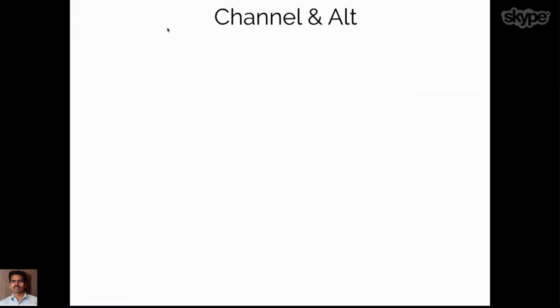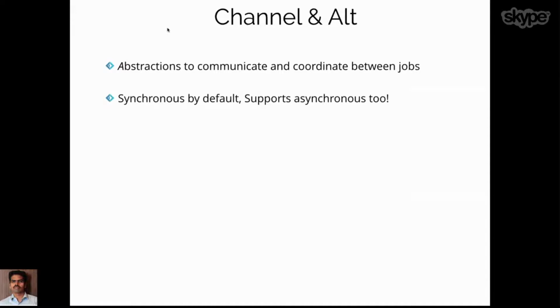All right, so that particular abstraction is called channel and alt. These are nothing but abstractions from the Hopac library to communicate and coordinate between jobs. They are synchronous by default, and can be extended to support asynchronous as well. They are extremely lightweight. They are first class, which means you can pass the channel around. And one of the most beautiful things we get out of it is selective. For example, if you want to multiplex, or fan in and fan out, those things are much easier to do with this abstraction.